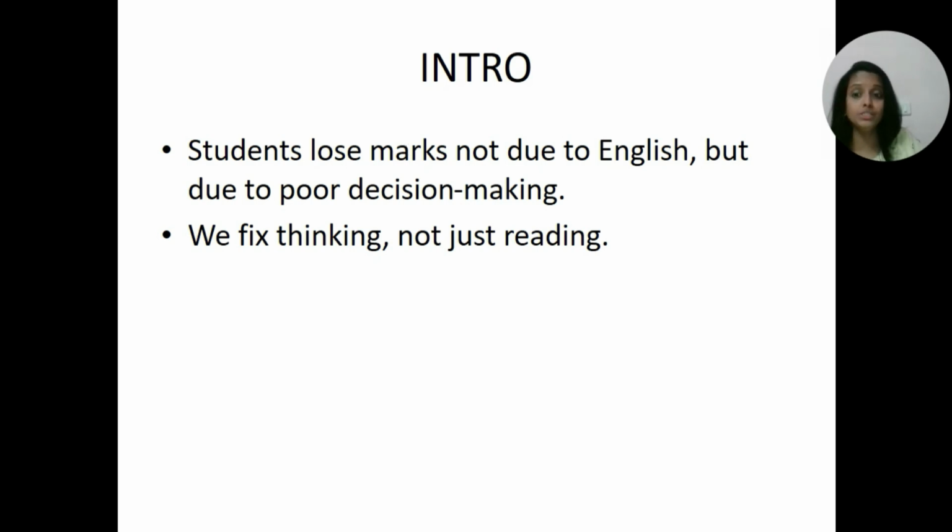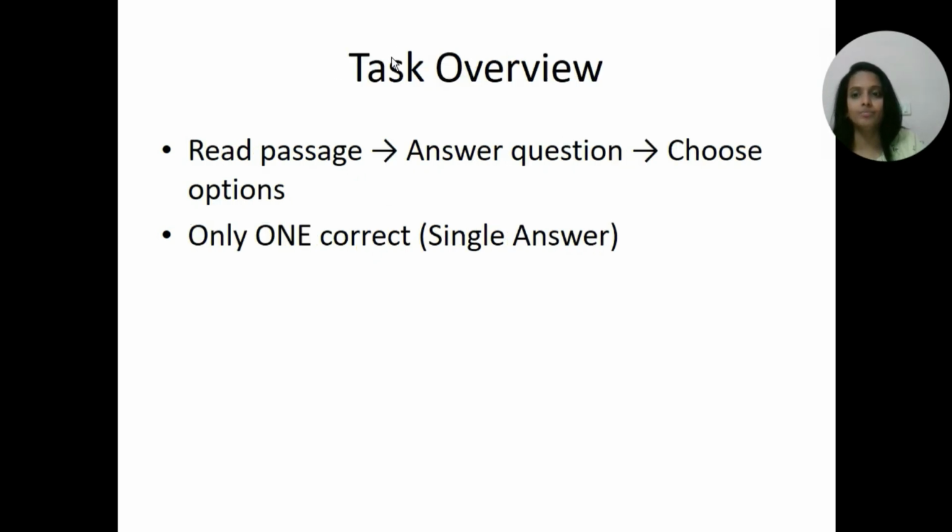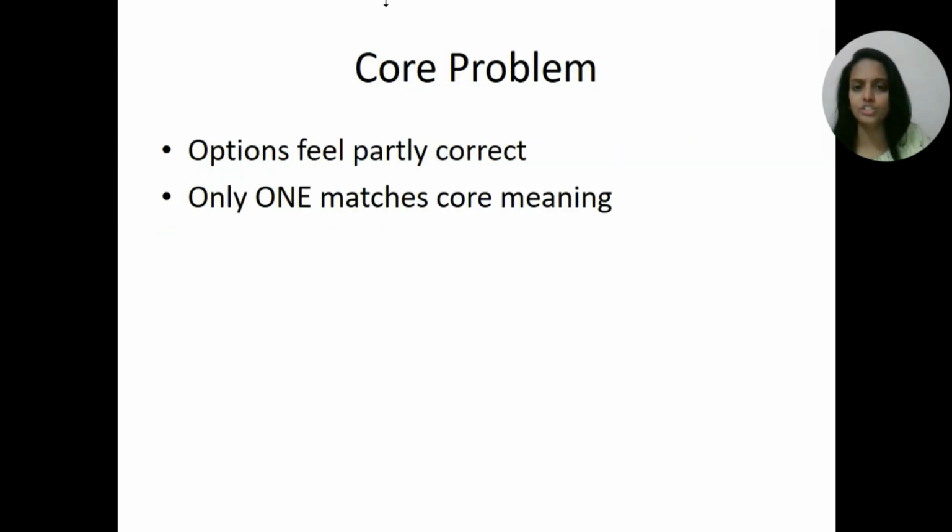Part 1 is multiple choice single answer. Here you will read a passage followed by a question, and you will get 3 to 5 options, but only one is correct. Sounds easy, but not really, because all options will feel partly correct, but only one matches the core meaning. So I'm just going to give you a few strategies for this.